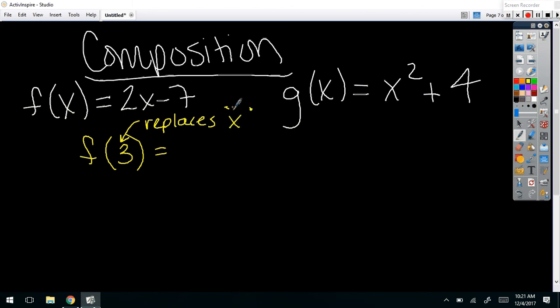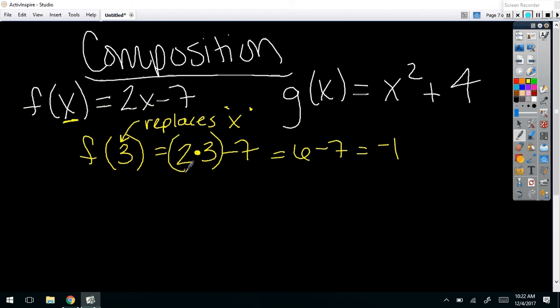All right, look. Whatever's in parentheses here replaces your x's, okay? So where there was an x, I'm going to put a 3. So it would be 6 minus 7, which is -1.